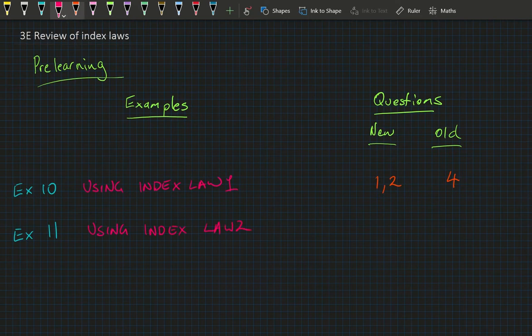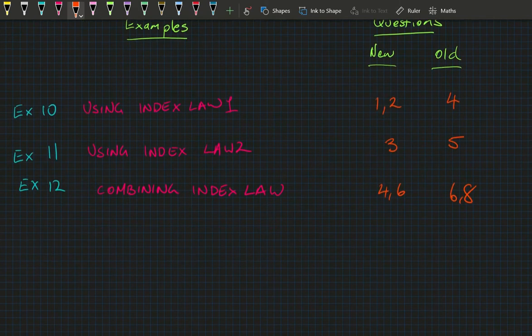And your pre-learning related to example 11 is question 3 in the new book and question 5 in the old book. The next example will be example 12, where we'll be combining index laws. And your pre-learning for that will be questions 4 and 6 in the new book and questions 6 and 8 in the old book. And then our final example is example 13, where we'll be using the zero power. And your pre-learning questions for this example are question 5 in the new book and question 7 in the old book.